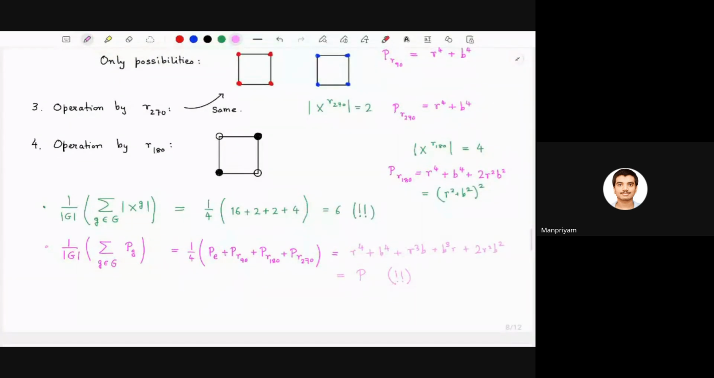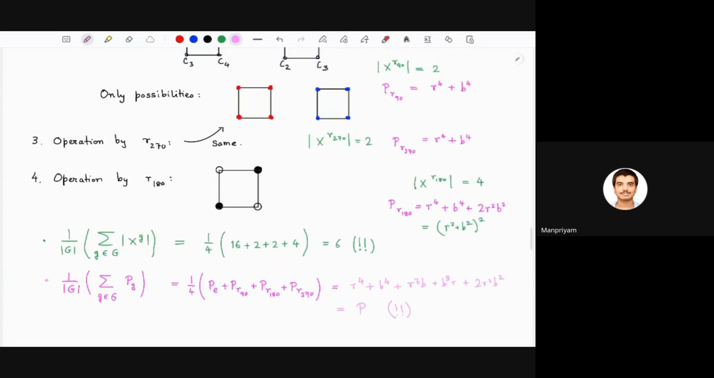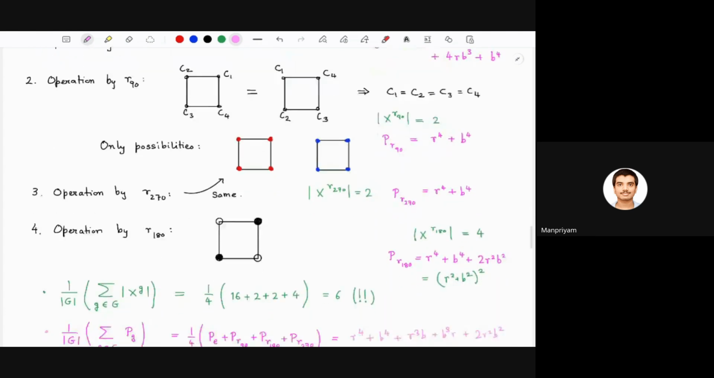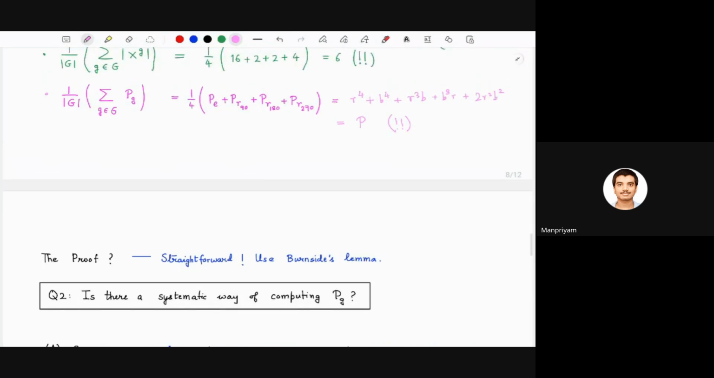I would let you figure out why this is, because you just use Burnside's lemma. The trick is to partition our original set of all figures X into these subclasses, figures containing two red and two blue and so on, use Burnside's lemma on each, and just add them up. Okay. But well, that just shifts the problem a little bit.